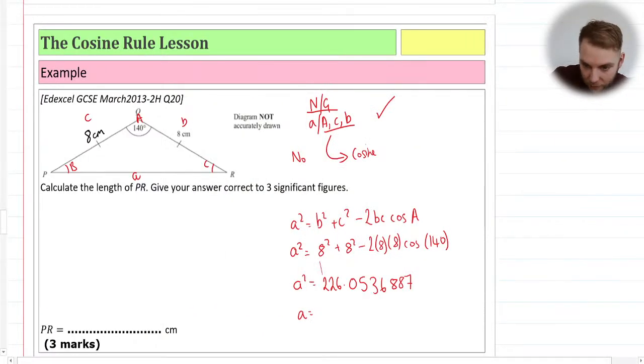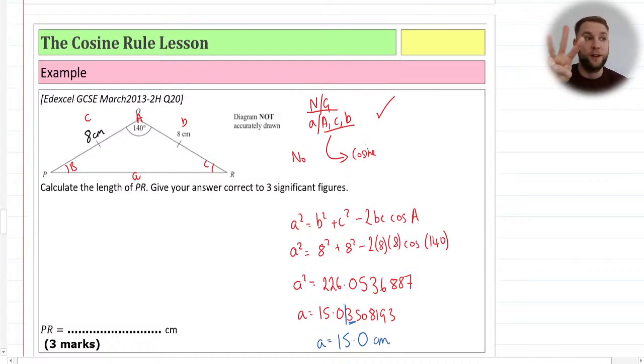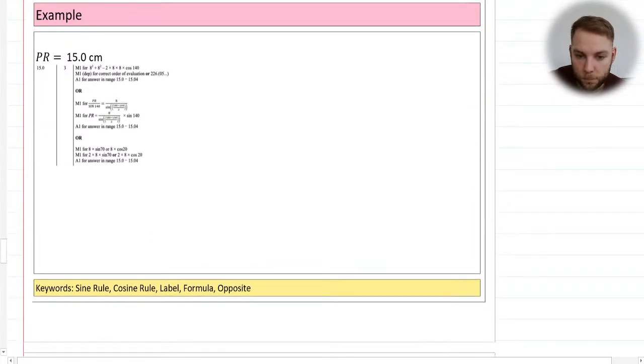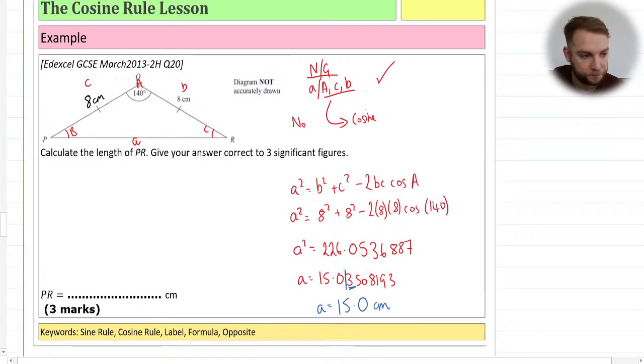So 15, now be careful with this, because it says 3 significant figures. 15.0350819. That's the full number. So to 3 significant figures, this is going to be 15.0, with the 5 and a line there meaning it's going to stay the same. So actually the answer is 15.0 centimeters, and you would need that 0.0 because that's the 3 significant figures. Let's just check that. You would lose a mark if you got that wrong. 15.0 cm. Brilliant. I'll give you a second to get that down.